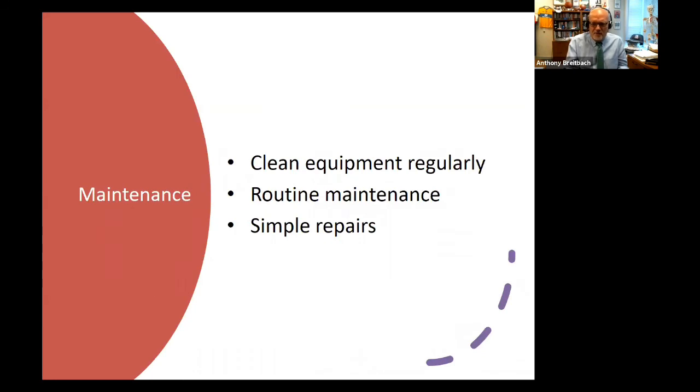Maintenance, you want to clean your equipment regularly. You want to do routine maintenance. You want to do simple repairs. Especially when we have electricity going through things, you don't want to be using worn electrodes, those types of things, or lead wires and those types of things.